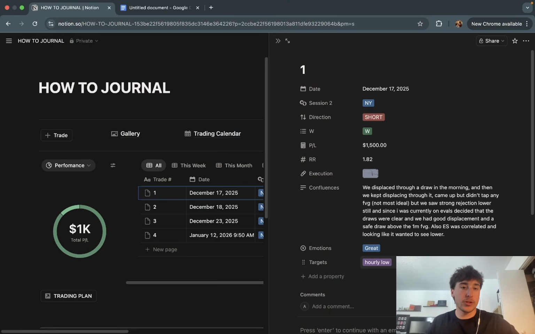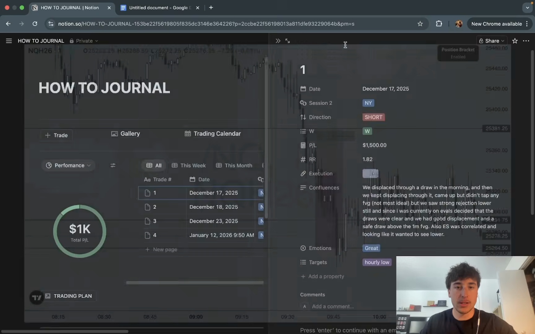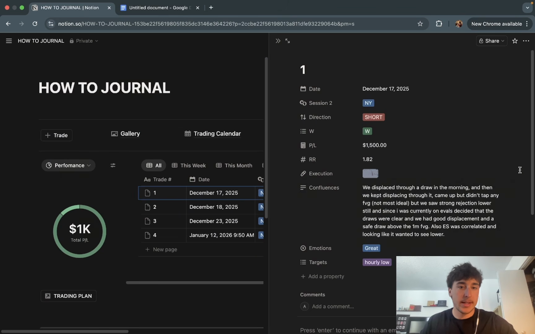So we just spliced through a draw in the morning. Let's go back to that. We just spliced through this draw, and you see there's still good displacement after. So clearly it looks like we're going to target these lows just by the looks of that. And that's why I say that. And then we kept displacing through it, came up, but didn't tap any fair value gaps. It's not the most ideal.